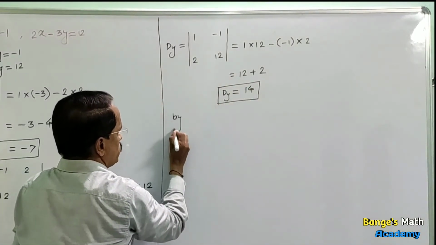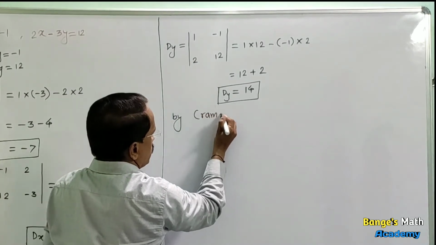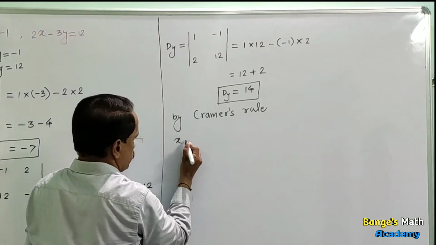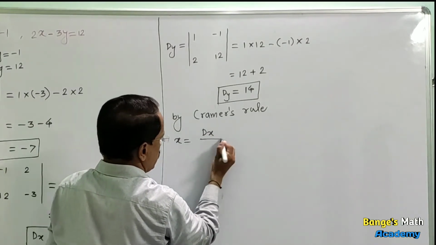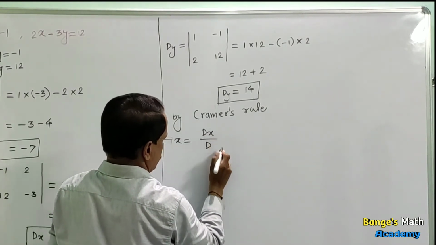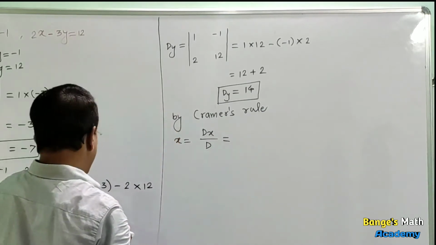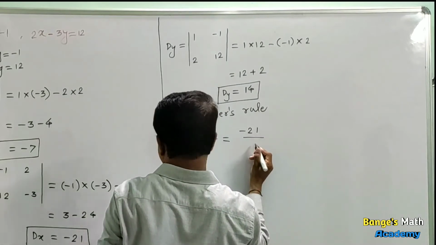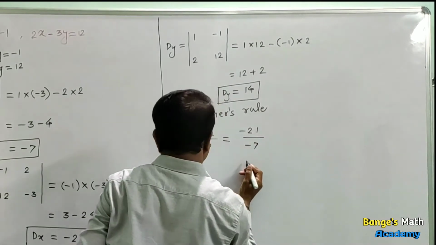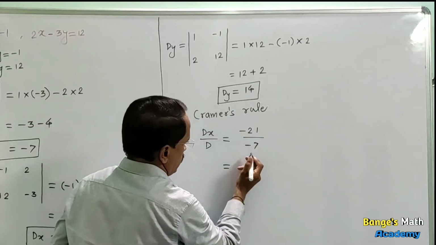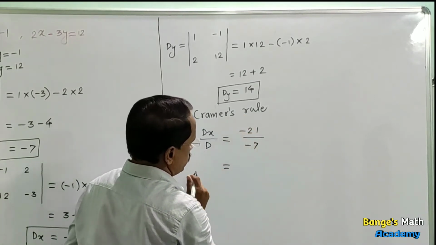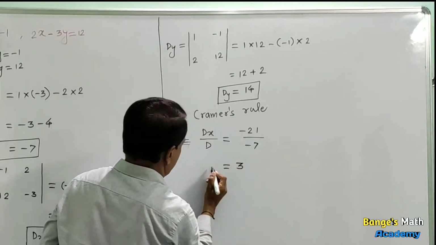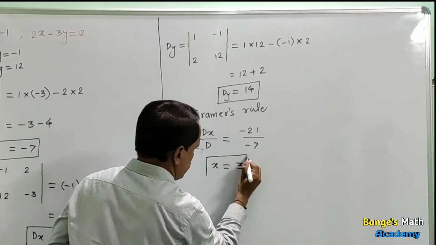Then by using Cramer's rule, x is equal to dx upon d, which is the value of dx, minus 21, upon the value of d, minus 7. By cancelling, minus upon minus becomes plus, 21 upon 7 is 3. So the value of x is 3.